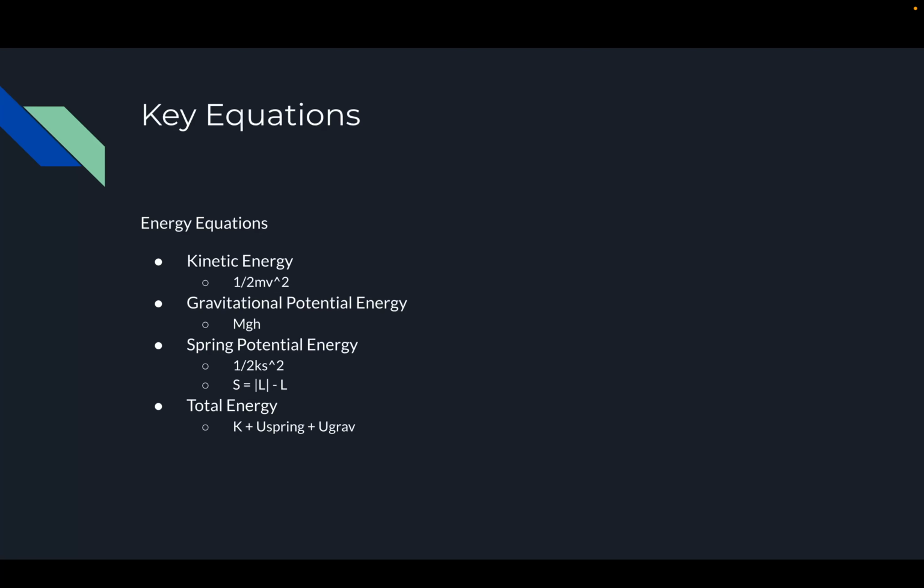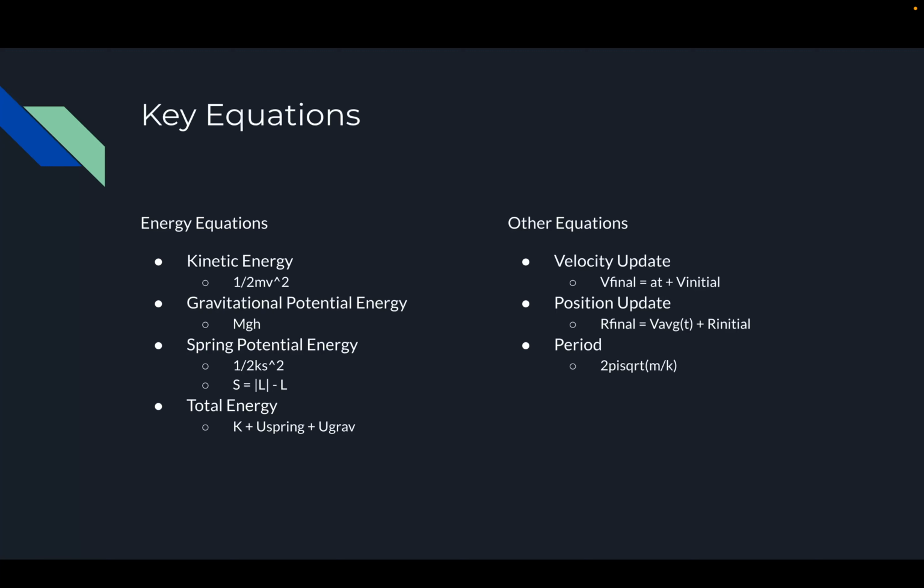There are also several other equations which we needed Newton's second law to be able to apply here. First of all, we need the velocity update formula, which is V final is equal to acceleration times time plus V initial. The position update formula, which is position final is equal to V average times time plus R initial. And to find the period of the oscillation, we are going to need 2 pi square root of m over k.